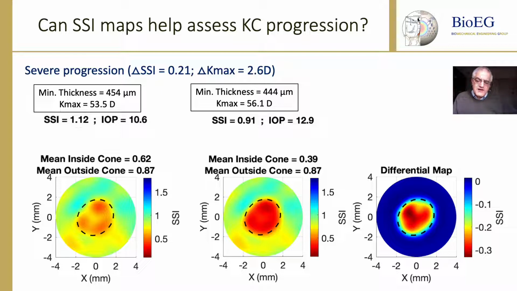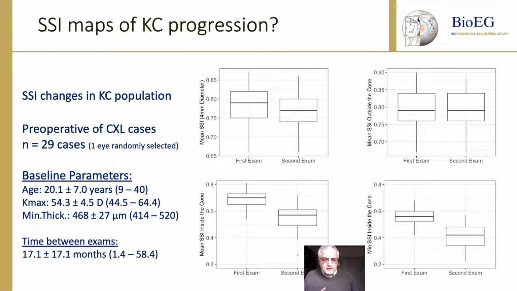So in all three cases, and actually in all the cases we have covered, we found that the change in stiffness outside the cone was pretty limited, and the great majority of the reduction in stiffness was taking place within the cone. Looking at the whole population of 29 cases, we can see that the mean SSI has decreased a bit. The mean SSI outside the cone has not changed much, if anything. The mean SSI inside the cone has changed a lot, and the minimum SSI inside the cone has also decreased a lot. So this confirms the findings that I have just reported.